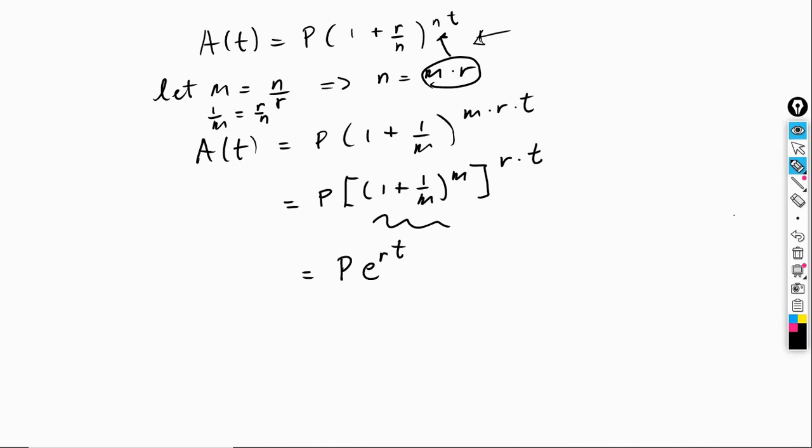So this gives us a very beautiful formula known as the continuous compound interest formula.